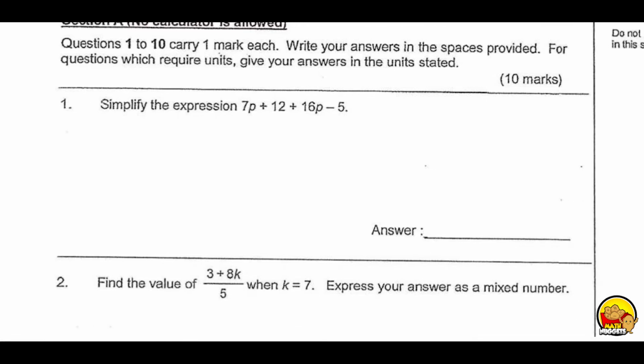So let's cut them up. Okay, so you cut it this way so you can work on the p's first. So we have 7p plus 16p. Now followed by the numbers, we have 12 minus 5. So I can work this out first, 7p plus 16p. That gives me 23p.